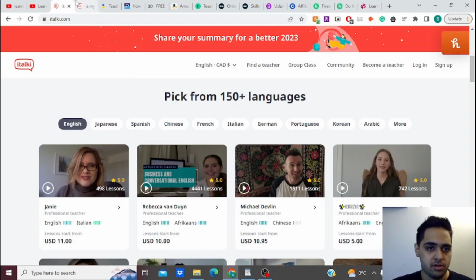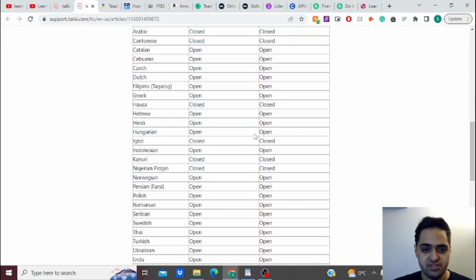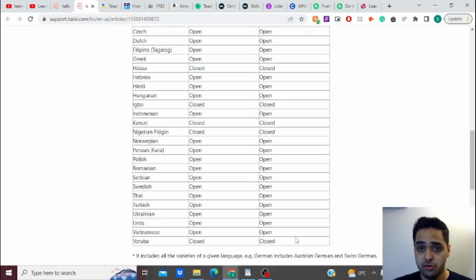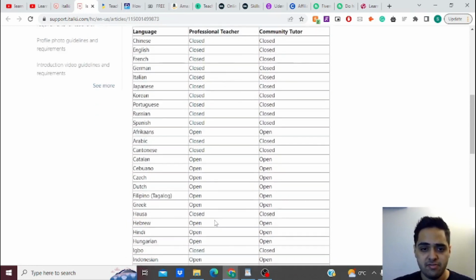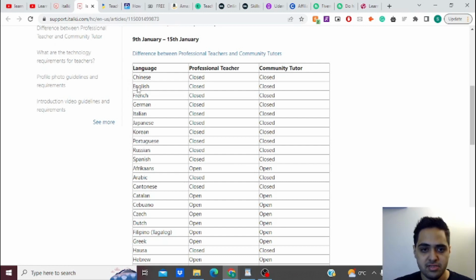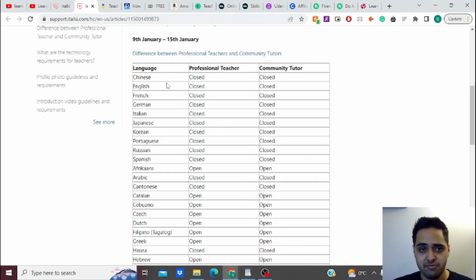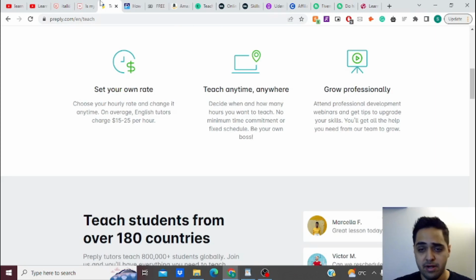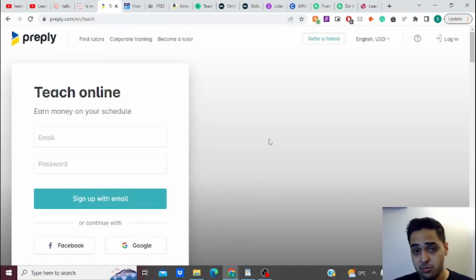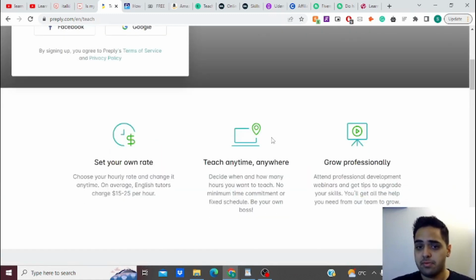But because they are popular, you actually have to go to their support page and check if applications are open for your target language. There's a lot of languages that are open, but some of the popular ones like English, French, German, Japanese, they're closed. So worry not. If you're teaching one of these languages, then you should head over to Preply. And this is another website that you can look at. It is not as popular as italki is, but the barrier to entry is lower. And so if italki does not work out for you, I recommend looking at Preply.